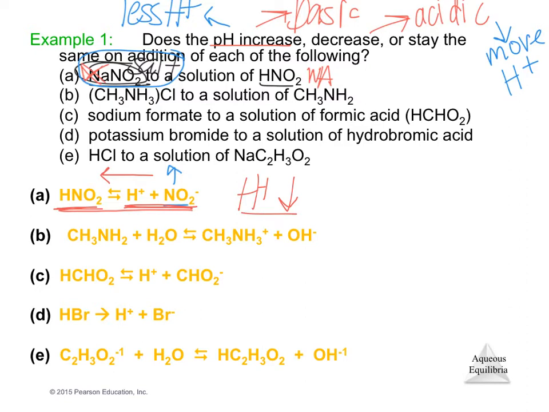So if my H+ decreases, is this becoming more or less acidic? This is becoming less acidic, which means more basic. So what's going to happen to the pH? If it's becoming more basic, pH will increase. Now I want you guys to try B, C, D, and E. Pause the video, try those, and then come back and we'll go over the answers.